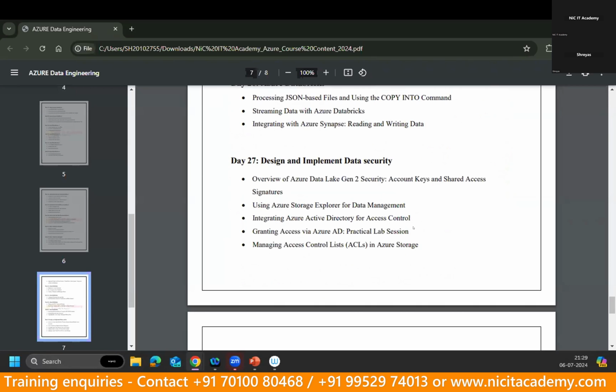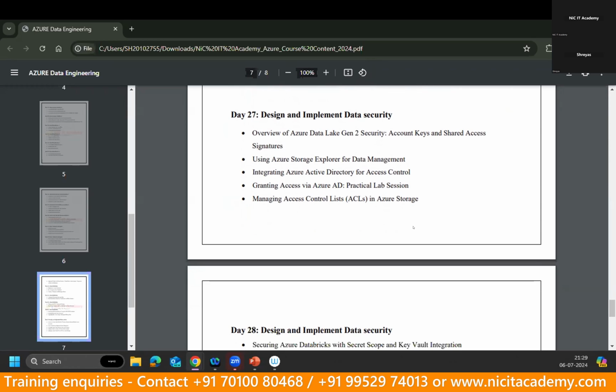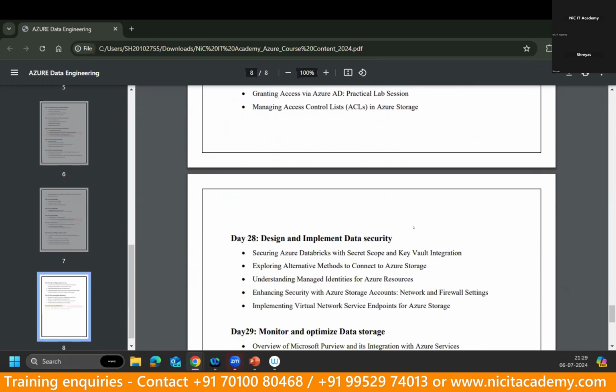We'll see how you can secure data through the Azure Storage Explorer. We'll see how you can grant access via Azure Active Directory, which is now called Entra ID. Yes, we'll see how you can manage access control lists for your Azure storage, and how you can create shared access signatures to grant somebody access to your storage account for a particular period of time.